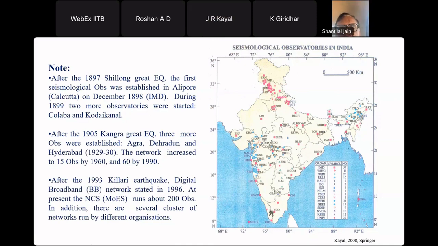Yes, okay. Now the Indian network started, the Indian observatory started after the 1897 Shillong Great Earthquake. The first seismological observatory was established sometime in December 1898. That is almost 1899 or 1900, you could say. And then after the 1905 Kangra earthquake, some more stations were installed. By 1960, we had hardly about 15 observatories, and 60 observatories by 1990. So that was our network until 1990.